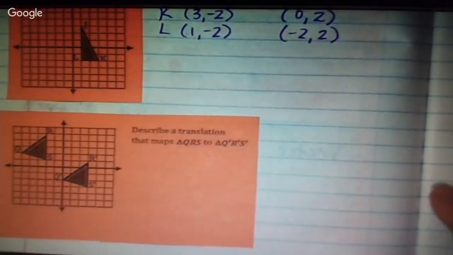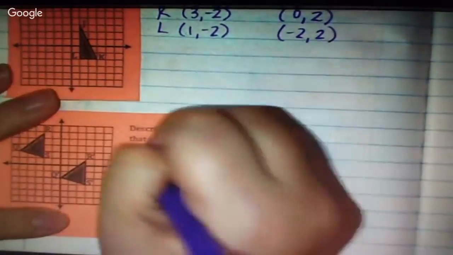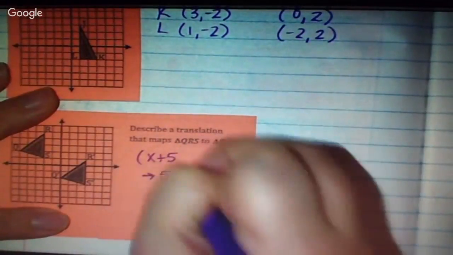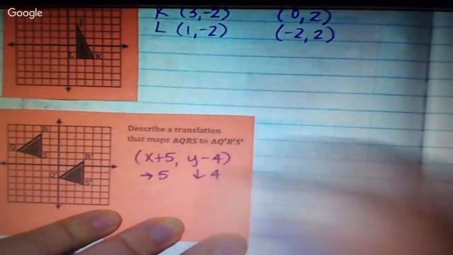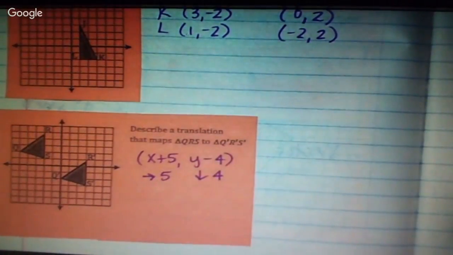So which way am I moving in the X direction? Plus 5. That means I'm going to the right by 5. And yes, I got that right this time. And Y minus 4, which means I'm going down by 4. So which one of these was my pre-image? The one on the left. This is my pre-image, and this is my image.